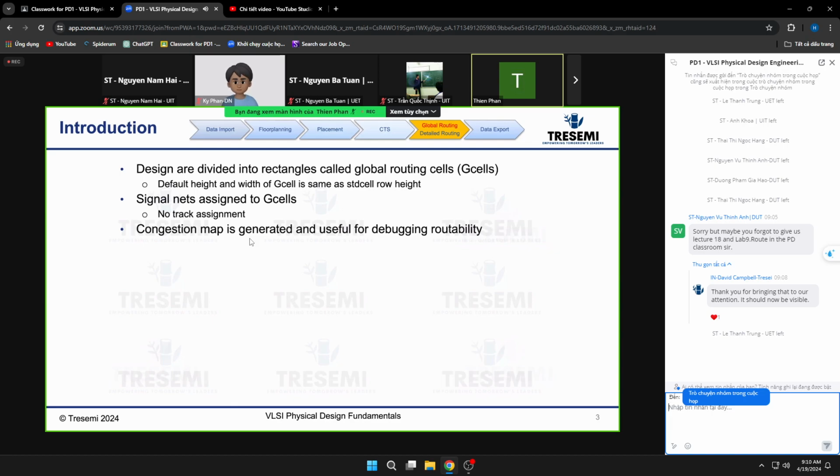So that's why there's no track assignment, right? We just used the routing resource and we count, right? But there's no track assignment, right? And of course, the next step is we have to come up with the global route itself, right? And the result of that is we're going to have the global route and the congestion map associated with that, right? So kind of like two things, right?